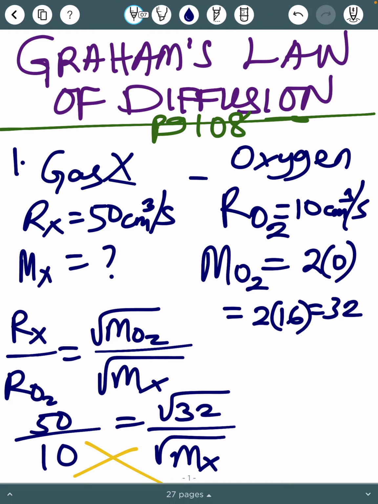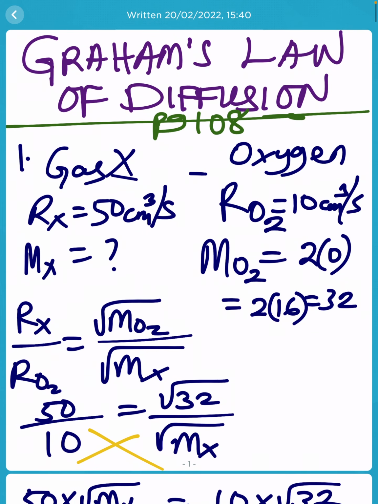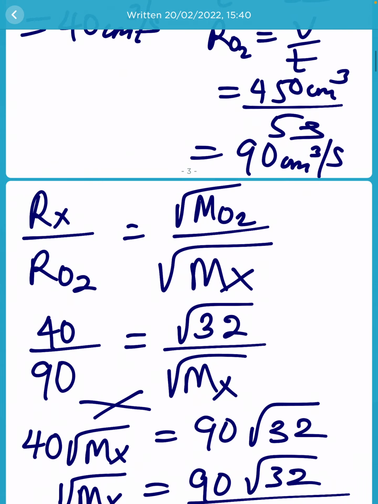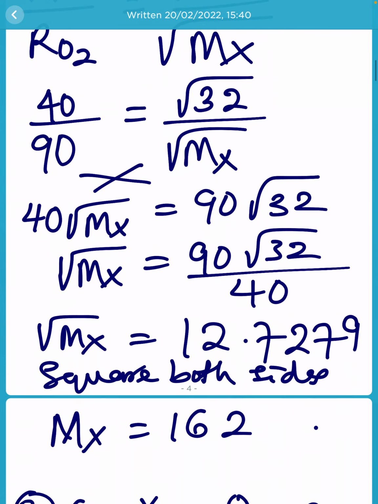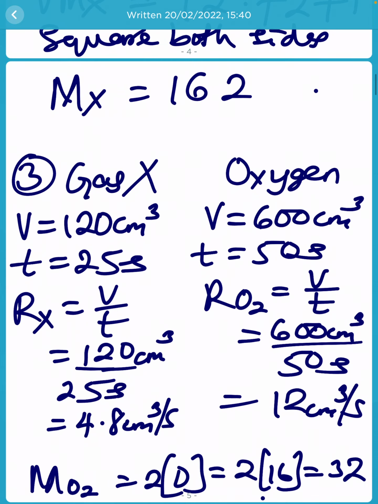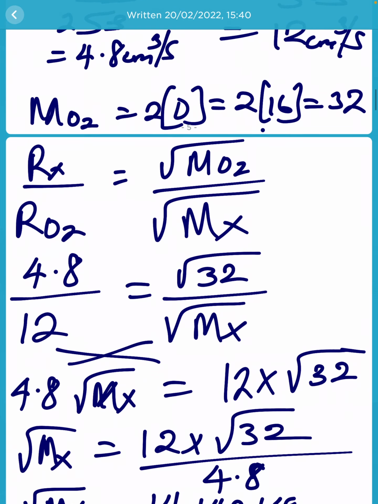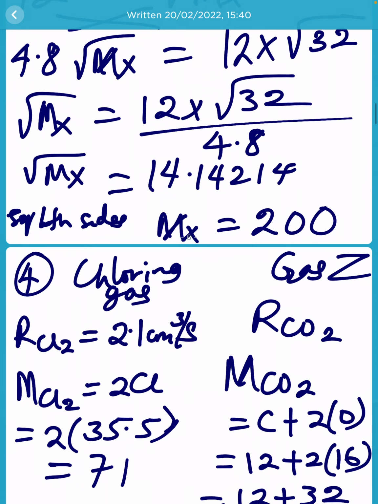I started from number 1 here, so you can easily see it. The exercise is on page 108 from number 1. You know how I got each answer up to number 11, so you check it yourself. You can pause anywhere you feel I'm scrolling too fast.